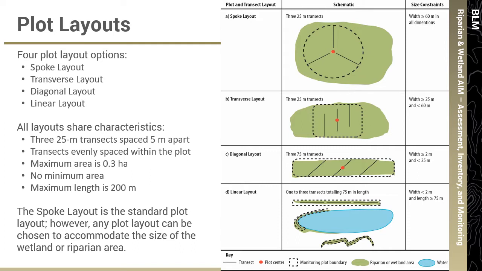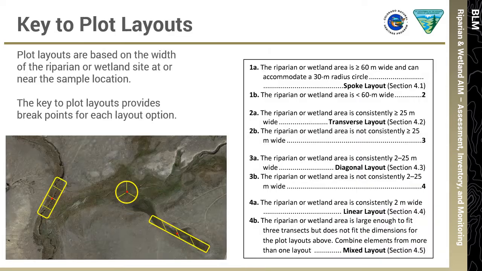The spoke layout is the standard plot layout and should be used in areas that can accommodate a 30-meter radius circle. However, any plot layout can be used to accommodate the size of the wetland or riparian area being sampled. Plot layouts are based on the width of the riparian area or wetland site at or near the sample location. Even within the same riparian or wetland site, sample locations in different areas may result in different plot layouts.